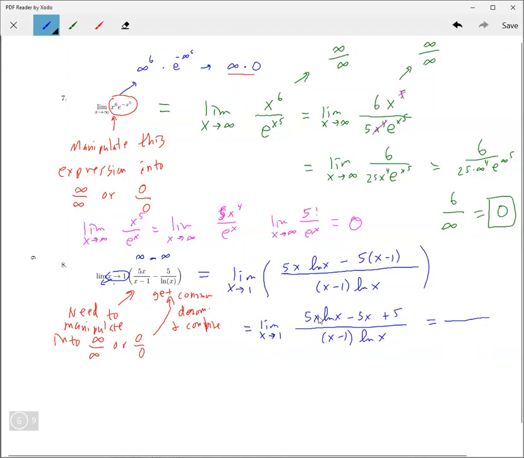Just plug a 1 in. Log of 1 is 0, right? So that's going to be 0. And then minus 5, as you put a 1 in there, plus 5. And then down here we have 1 minus 1 times log of 1. So that's going to be 0, and that's going to be 0. Okay, so you have 0 over 0. So yay, we get to apply L'Hopital's rule.